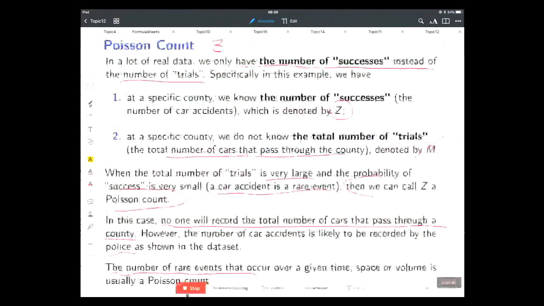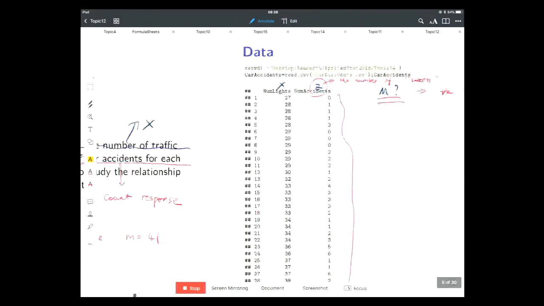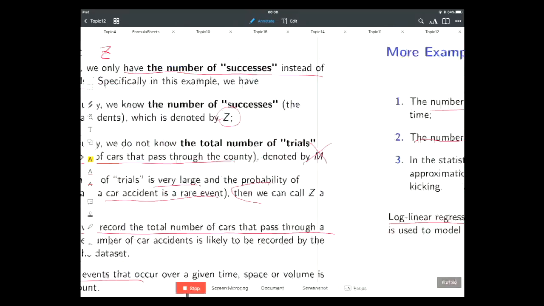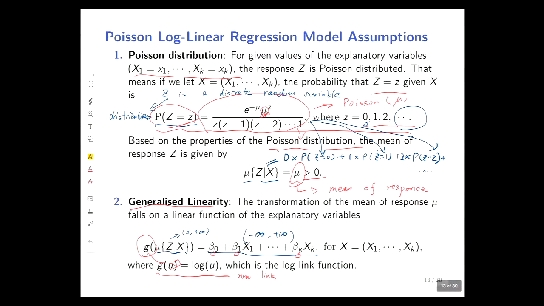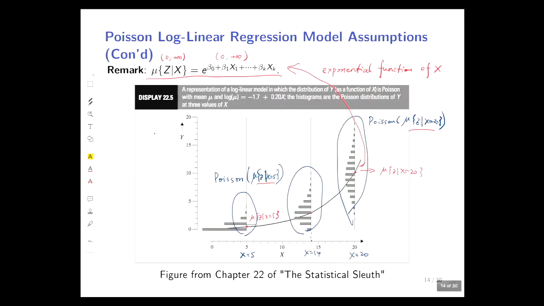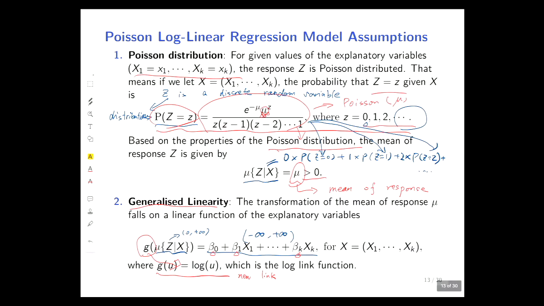So if you still remember our model, our model has 3 assumptions. The first assumption is the Poisson distribution, the second assumption is the generalized linearity assumption, and the third is the independence assumption. So here, I think the first assumption specifies the probability, right? So here we have the probability of Z given small z.